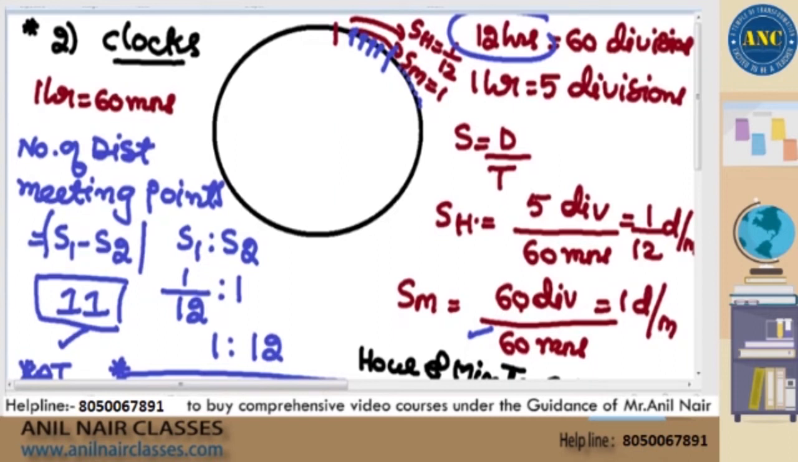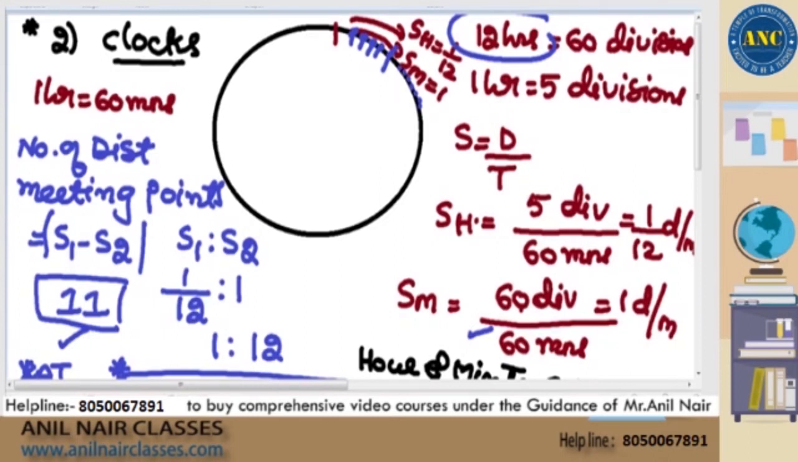Praveen, sir, how is it? Hour hand division, please explain. Please hold on, sir. Speed of hour hand: 1 hour is 5 divisions, and 1 hour is 60 minutes. 5 by 60 is 1 by 12.